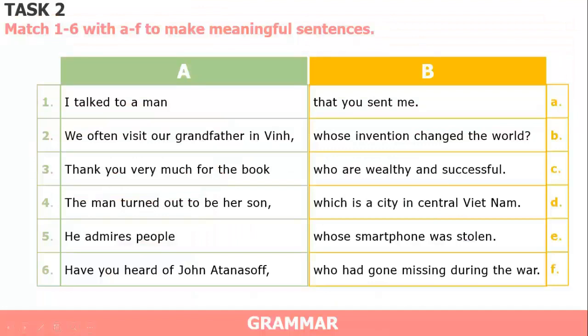We have revised the relative pronouns. Now, move on to task 2 to practice. Look at task 2, page 28 in the textbook. Match the clauses in columns A and B to make meaningful sentences. Before doing the task, let's underline the relative pronouns and the nouns or noun phrases they refer to.